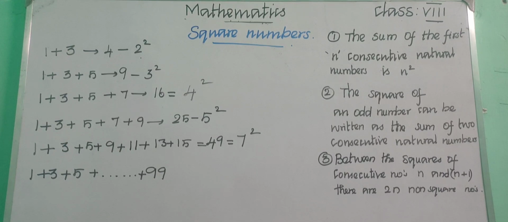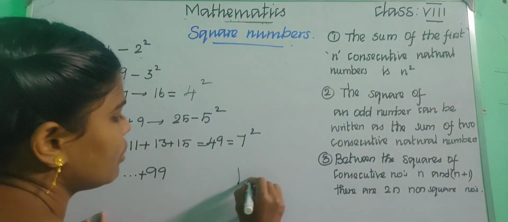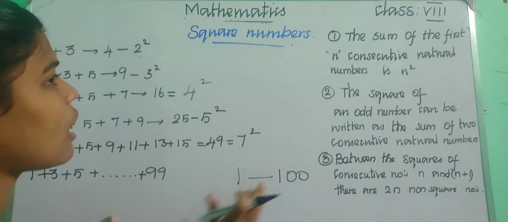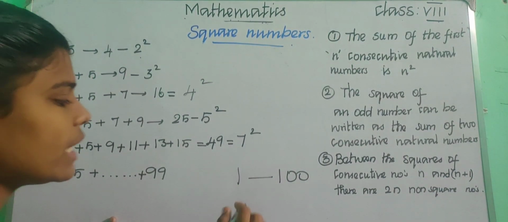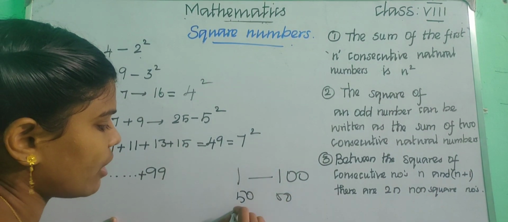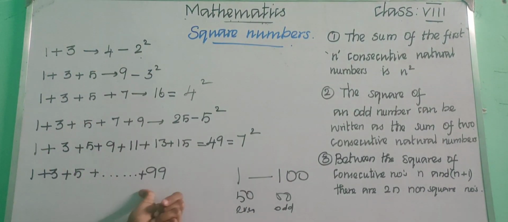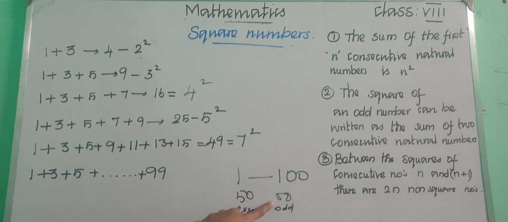Is it clear? So if you are having the numbers from 1 to 100, how many odd numbers and how many even numbers? 50 odd and 50 even, right? Is it, children? So here we had listed odd numbers. How many odd numbers are there?